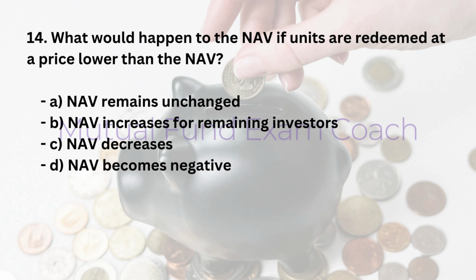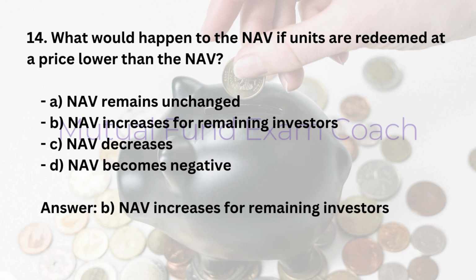14. What would happen to the NAV if units are redeemed at a price lower than the NAV? A. NAV remains unchanged. B. NAV increases for remaining investors. C. NAV decreases. D. NAV becomes negative. Answer, B. NAV increases for remaining investors.